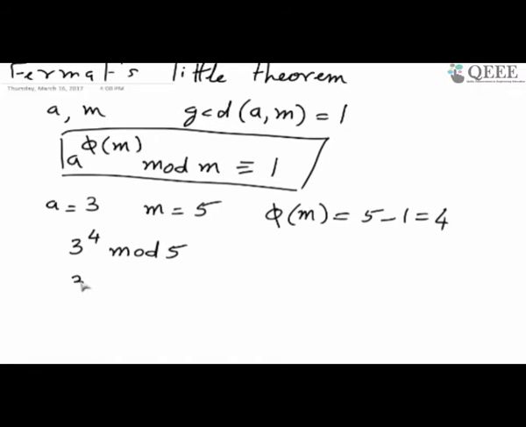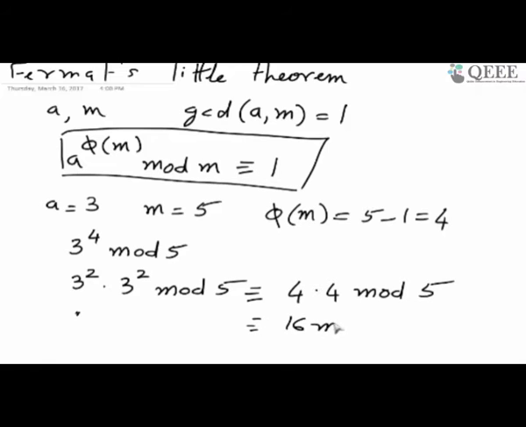So we can compute it. This is 3 squared into 3 squared mod 5. So 3 squared is 9. So 9 mod 5 is 4, that's minus 1. So this is congruent to 4 into 4 mod 5. That's congruent to 16 mod 5, and this is congruent to 1. So we can verify it this way.